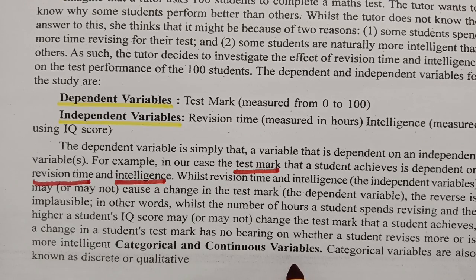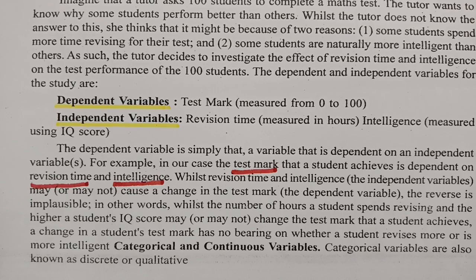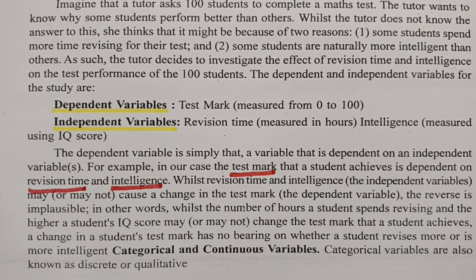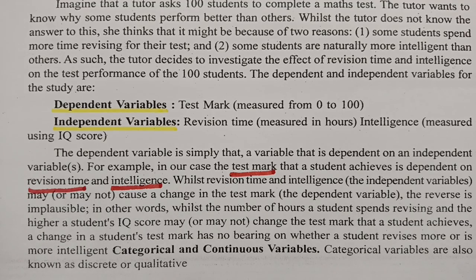Categorical or continuous variables. Categorical variables are also known as discrete or qualitative. In my upcoming video, I am going to explain the qualitative and the quantitative variables and their subtypes, such as nominal, ordinal, dichotomous, interval variables, ratio variables, and so on, in a crystal clear way. It will be very important for you to understand, so that you will get a clear clarity on statistics.